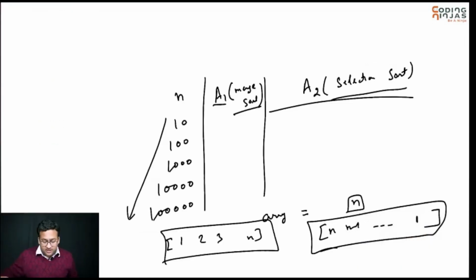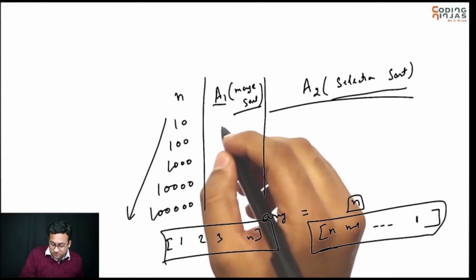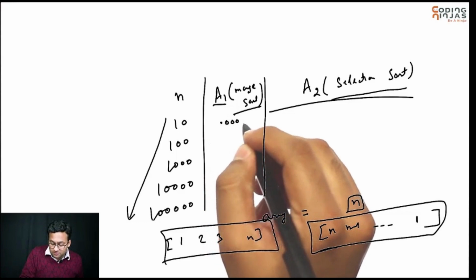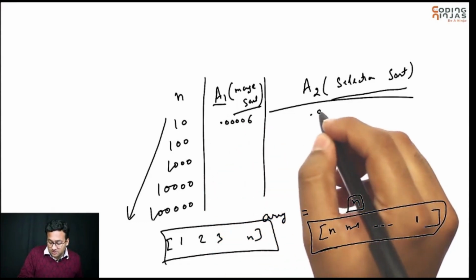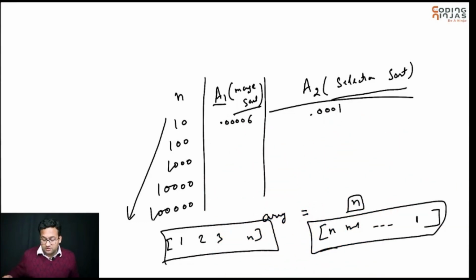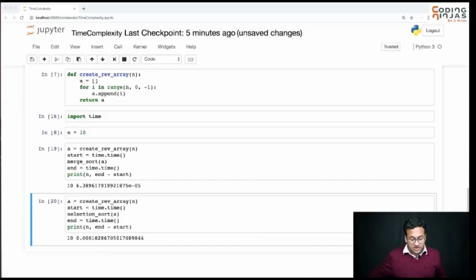For now, if you want to write it down here, let's write it down. So merge sort is taking 6 and this is taking this much time. Now let's try for 100.